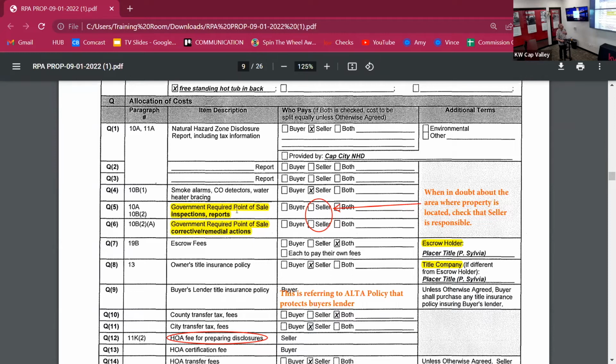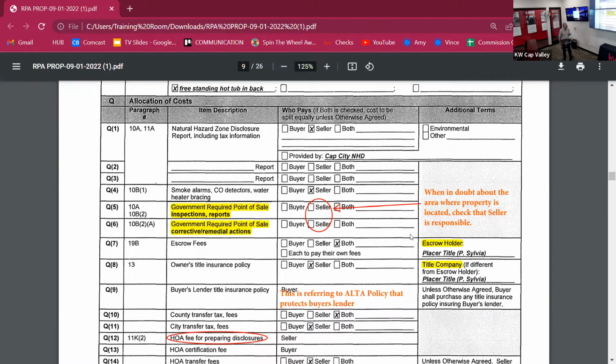Smoke alarm, CO detector, water heater bracing, the seller's taking care of that. These two here require point of sale inspection reports, government required point of sale directives. In Sacramento County, generally you are not going to check either of those. It's kind of an unwritten feeling, but if you're a listing agent and you get an offer on a Sacramento property and somebody has checked one of those boxes, it either means they're a brand new agent or they're from out of the area. Those boxes are used, but not necessarily here.